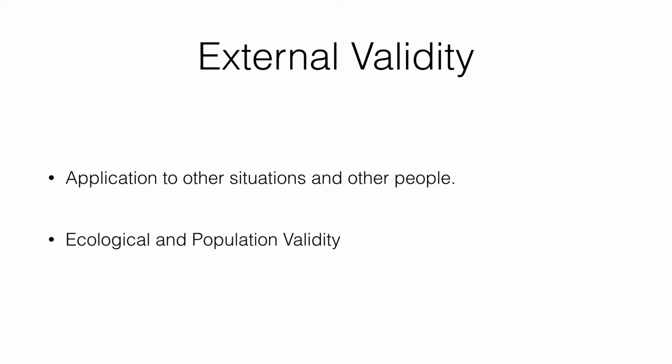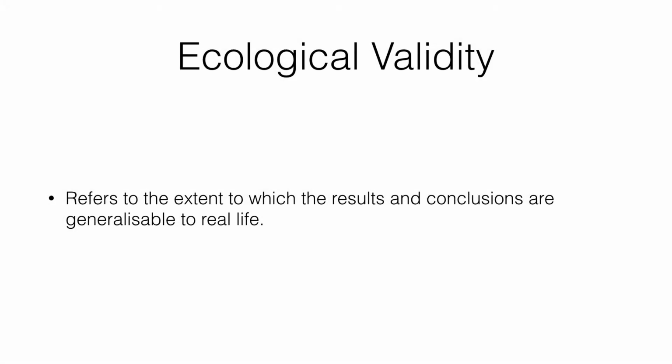Now, external validity is split up into two types: ecological and population validity. External validity refers to the application to other situations and to other people. Ecological validity refers to the extent to which the results and conclusions are generalizable to real life. Ecological validity is mainly affected by the task which the participants complete. Many people say that it is the methodology.